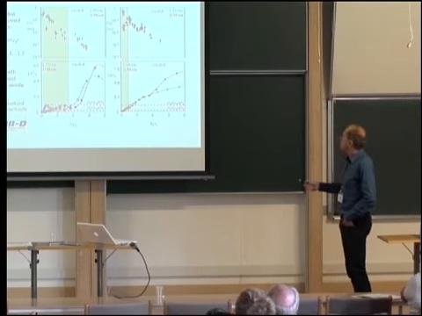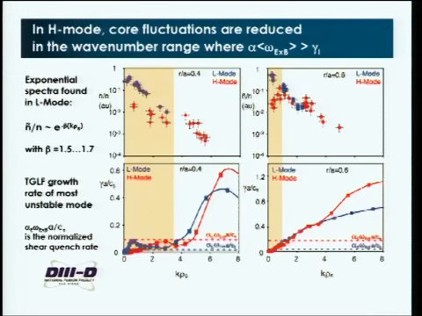So here we see reduced fluctuations up to k⊥ρs of 3.5. In this case, we see reduced fluctuations up to about 1. And there's possibly a secondary peak here. So a flattening of the spectrum, possibly a secondary peak here also.